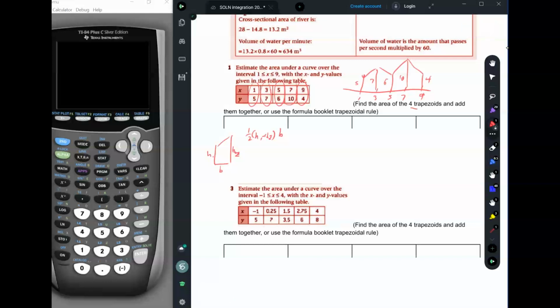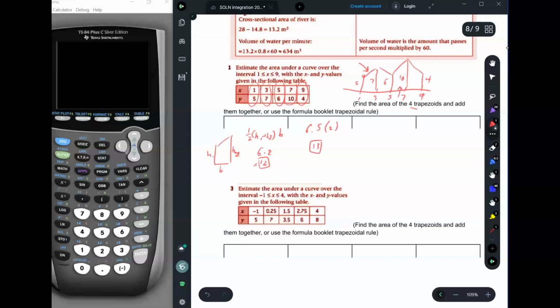Okay? So in the case of this first trapezoid, we're going to average 5 and 7, and we can do that in our head. We don't even need to do 5 plus 7 divided by 2. The average of 5 and 7 is 6, right? So we're going to do 6 times the base width, which is 2. So the first trapezoid is area 12, right? The second one, we're going to just take the average of 7 and 6. The average of 7 and 6 is 6.5. And then we're going to multiply that times the base width, which is 2, and that will give us 13.